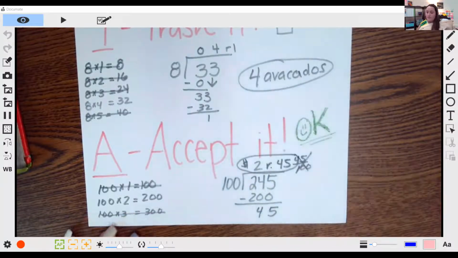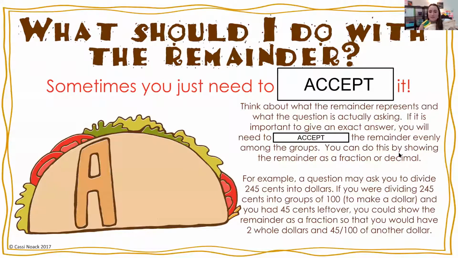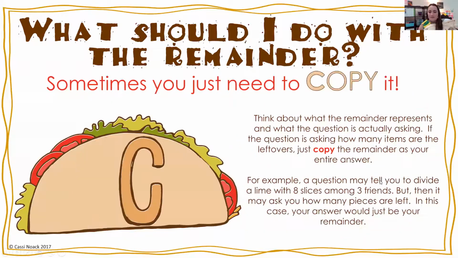All right? So we've talked about how to trash it. We've talked about how to accept it. Now we only have 2 more to go, and we are going to talk about copying it. So we've got the T, the A. Now we're talking about the C, which is going to stand for copying it, okay? So sometimes you need to just copy it.